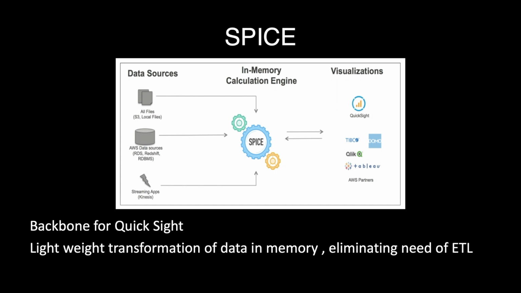Next, SPICE. SPICE is the backbone for QuickSight. Without SPICE there is no QuickSight. SPICE is nothing but a super-fast parallel in-memory calculation engine, which takes the data from the data sources so that we can visualize the data.